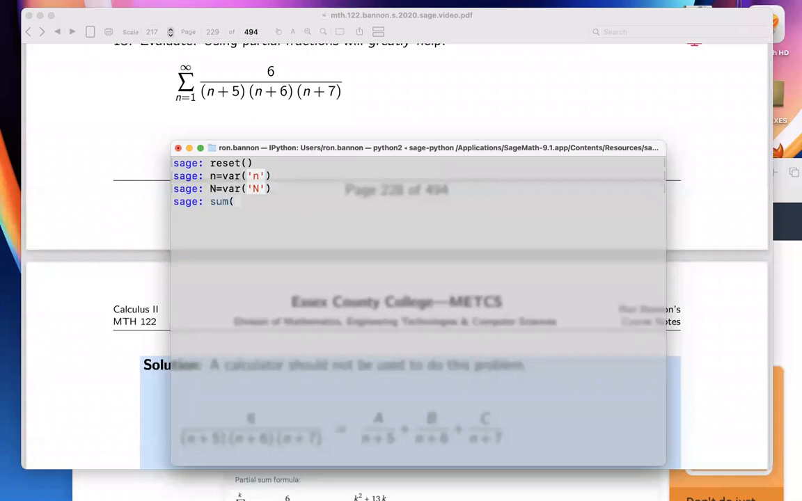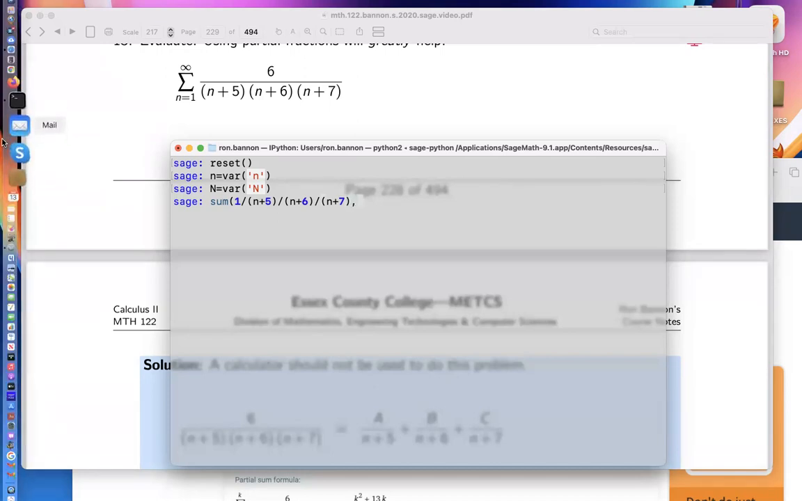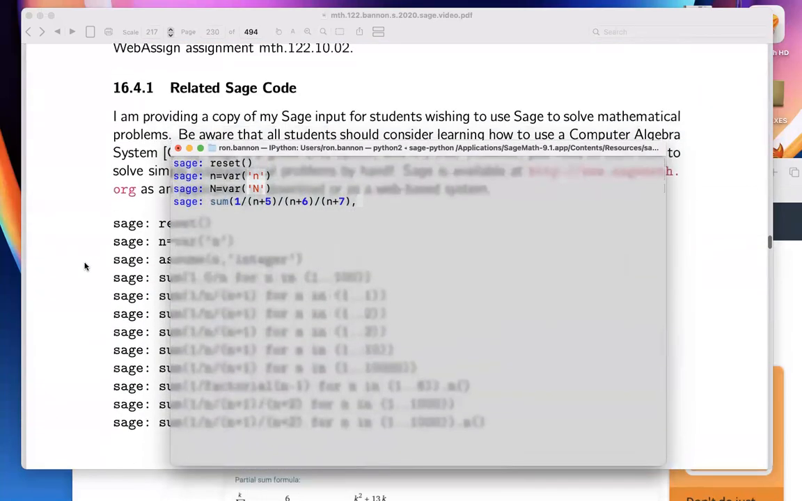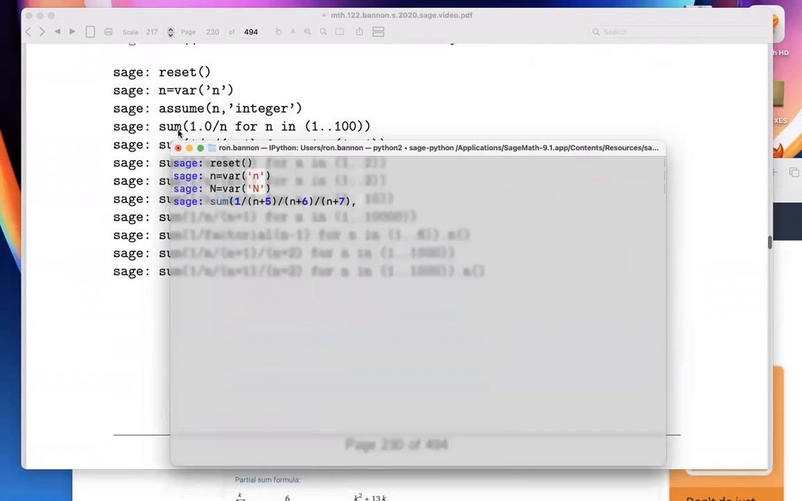So sum, 1 divided by n plus 5, divided by n plus 6, divided by n plus 7. Again, if you don't remember, which happens all the time, what are you going to do? You're going to scroll to where this stuff is over here. And you notice that I got example code that you could look at.